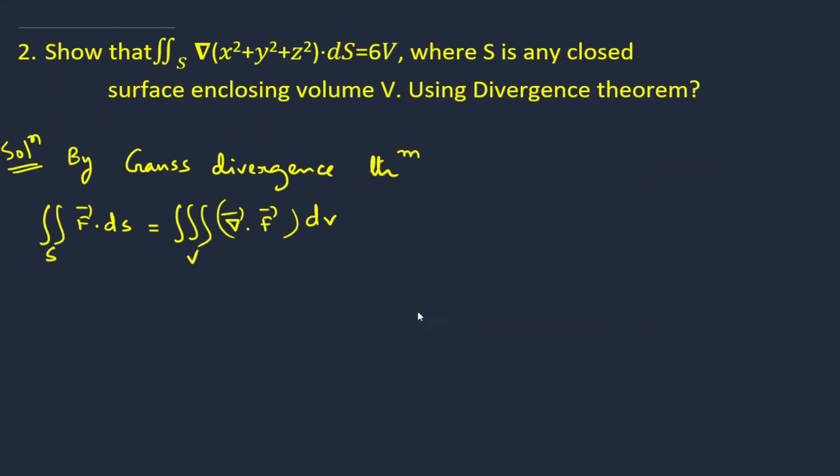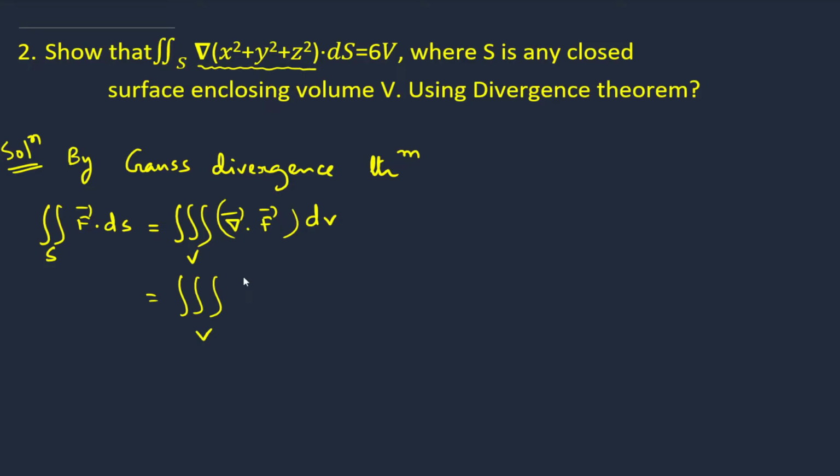Now let us take a similar example. Here, just see, when you write the Gauss Divergence Theorem, it's the surface integral of f bar dot n cap ds equals the triple integral of nabla dot f bar dV. So in place of f bar, how much is given here? Nabla of x square plus y square plus z square. Okay, other things are the same. So this is equal to the triple integration over V of nabla dot f bar.